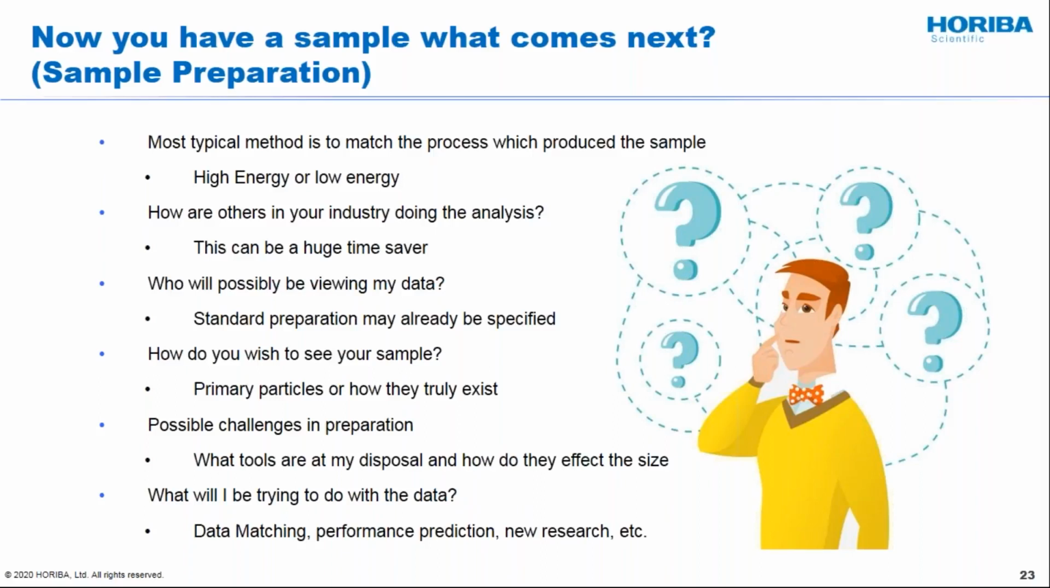We mentioned primary particles, or how they truly are. Just like with sampling, there's quite a variety of tools at your disposal to disperse the material. And then ultimately, what are you going to do with the data? You're going to match the data from another instrument, another technique. You're going to be worried about the performance. You want to get the performance prediction. You're doing the research. So just a whole variety of things you have to think about as you're doing this, because all of these will affect how you're going to choose what to do with it.